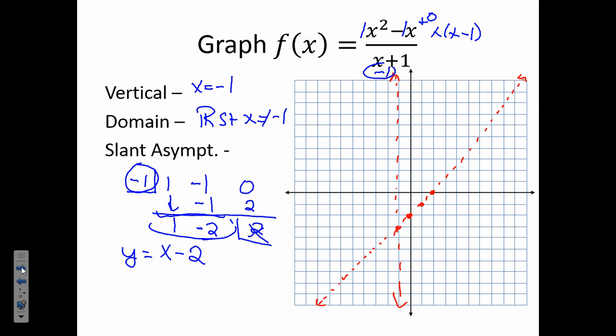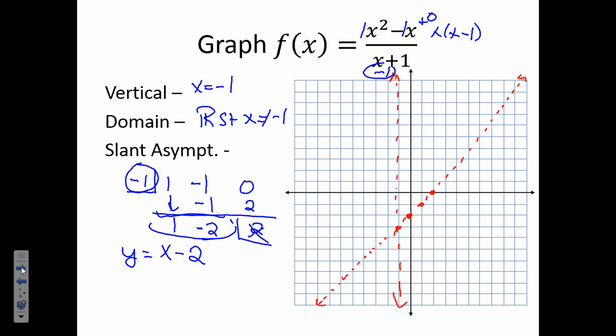So we are dividing it out like we did before, but we just want to find out what that slant asymptote is. And again, it's only when the power in the numerator is exactly 1 greater than the denominator. All right. So now we're going to pick some good points.